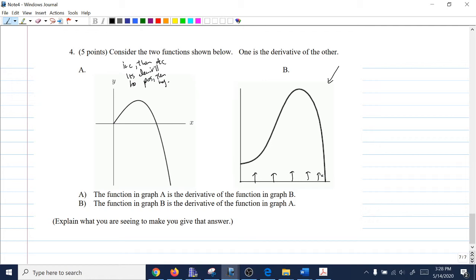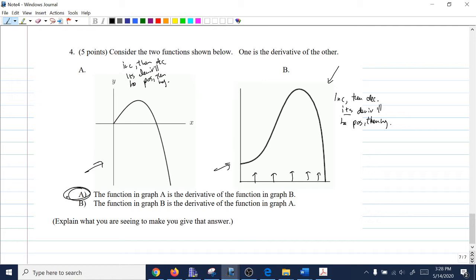This function also increases, then decreases. Its derivative will be positive, then negative. Is this function positive then negative? It is. So this is the derivative, this is the original. A is the derivative of B.